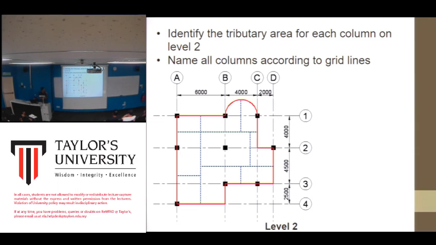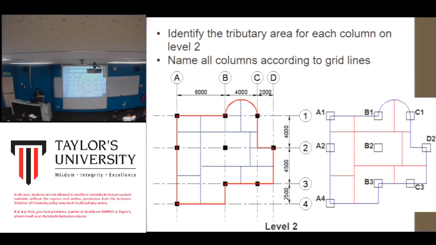So the one in the middle, the one that I call the intermediate column, would carry this whole area. So whatever component within this area would be carried by this column. Whatever component, beams, wall, slab within this area will be carried by this column. So each column would carry the load within that area only. Okay, so that's just the name of the columns.